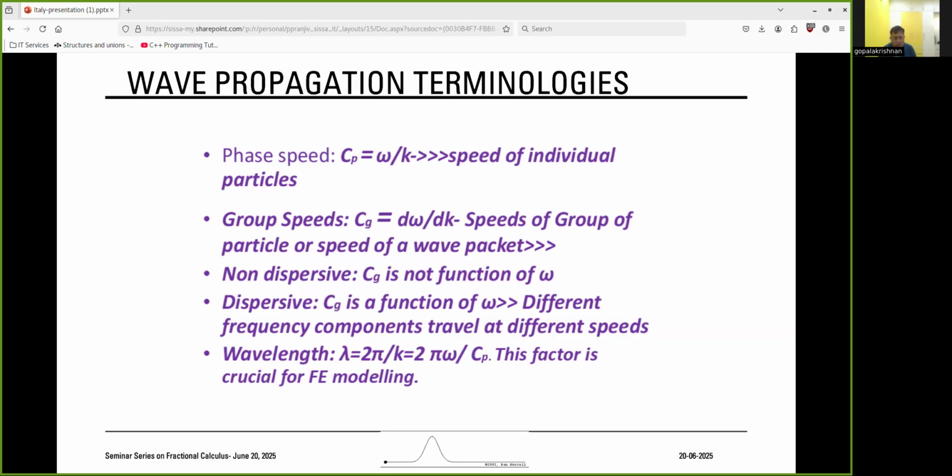That has more meaning. When the group speed is not a function of frequency, the wave is non-dispersive and retains its shape. When the group speed is a function of frequency, it changes its shape, where higher frequencies travel faster and lower frequencies travel slower. So you get a combination of all kinds of waves. The wavelength is basically 1 over k or 2 pi by k, and that is very important when you do numerical modeling of waves, especially in finite elements. Next, please.